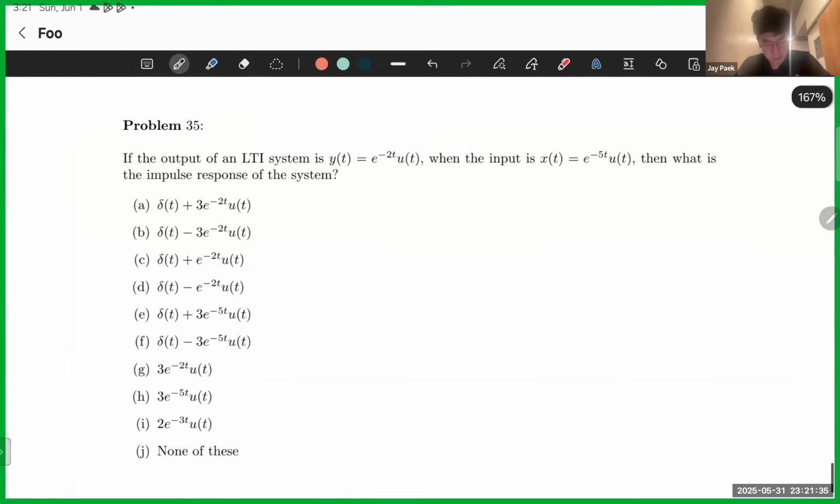Anyways, problem 35. If the output of an LTI system is that, when the input is the following, what is the impulse response of the system? Great question.